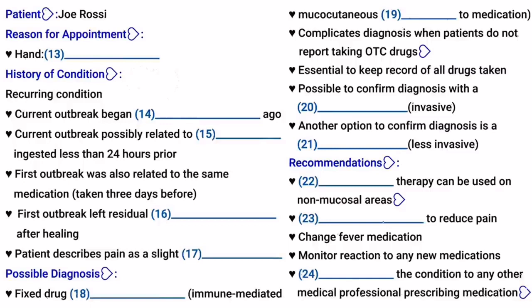Since your lesions are in non-mucosal areas, we can use a topical corticosteroid therapy as well as an oral antihistamine, which should reduce the burning associated with the active lesions. Also, of course, once we confirm ibuprofen as the cause of your fixed drug eruption, we will find an alternative medication for fever management. So anything else I should be on the lookout for?